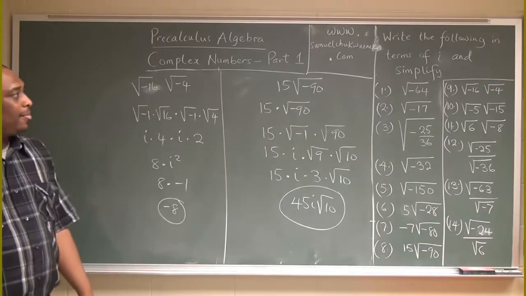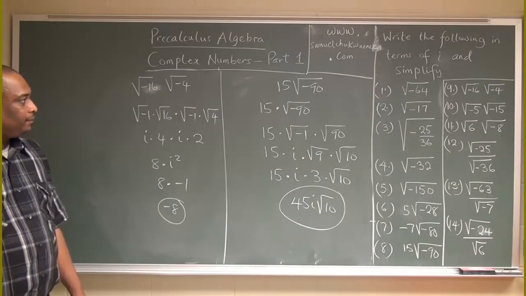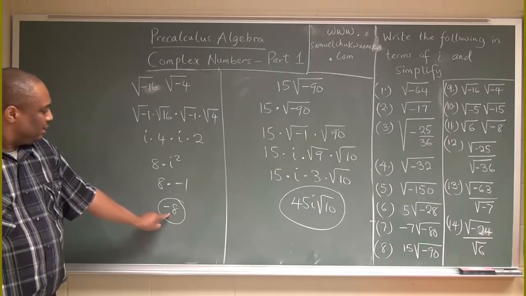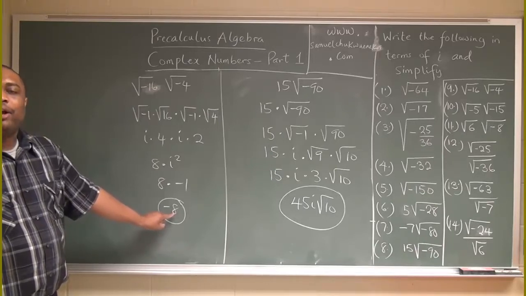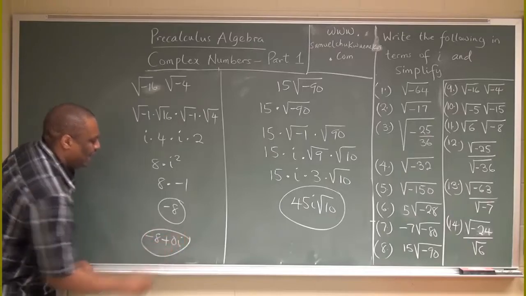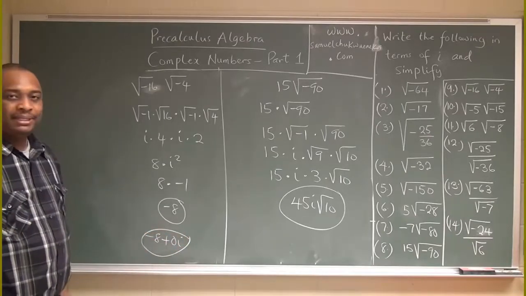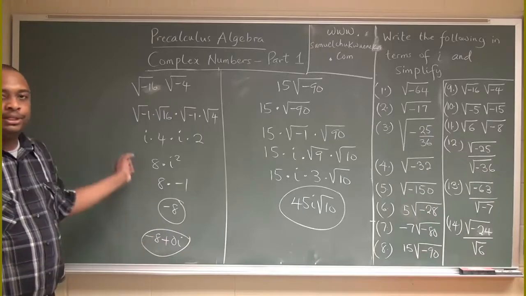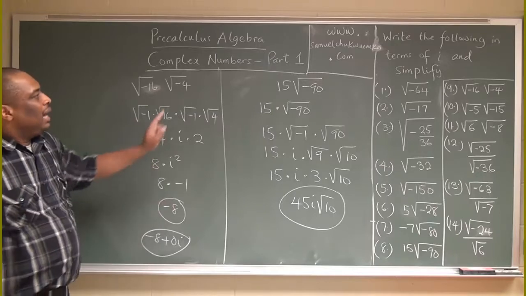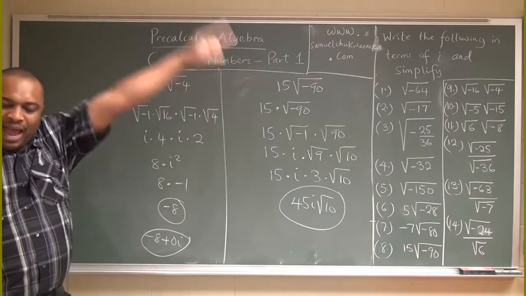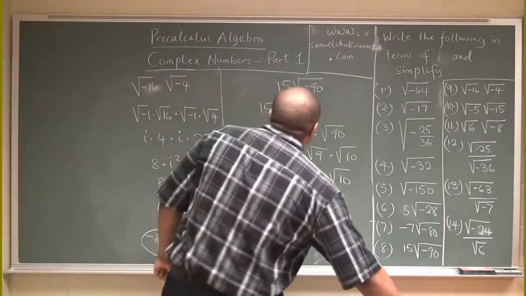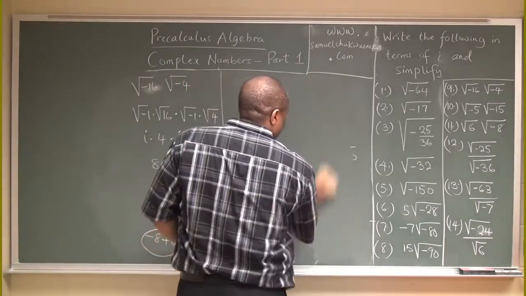Please, it is very important. Now, if you were to write this as a complex number in standard form, it will be negative 8 plus 0i, just like we demonstrated earlier. But the answer is negative 8. And the question wants you to write in terms of i first before you simplify. So that's the way we do this.